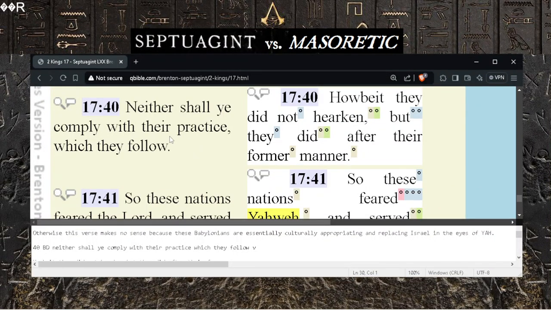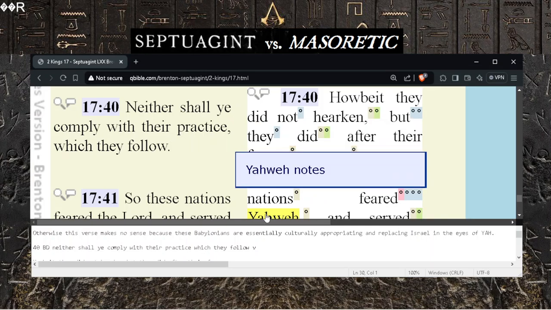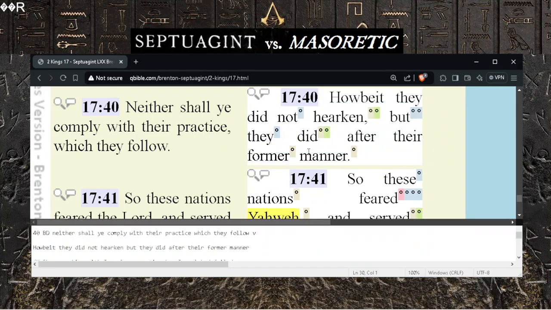Neither shall you comply with their practice, which they follow, versus "howbeit they did not hearken, but they did after their former manner." So Hashem is speaking with Israel in the Septuagint, don't follow what they do, versus narrating just how Israel had failed. So again, being harsh on Israel.